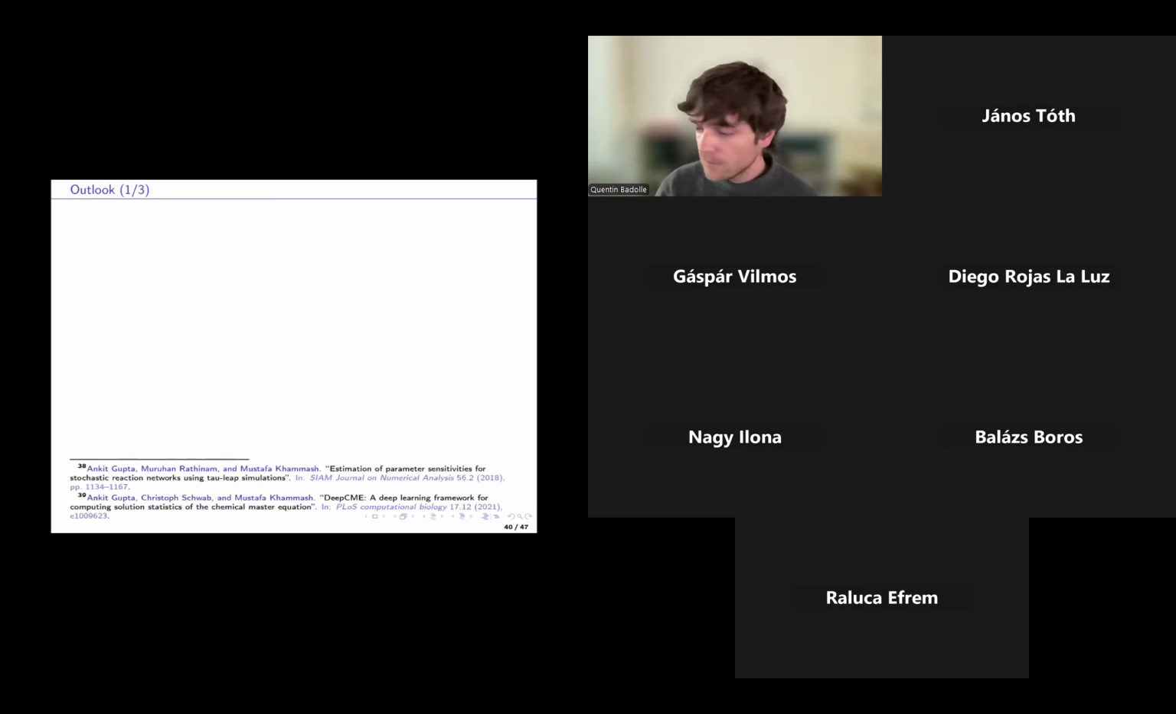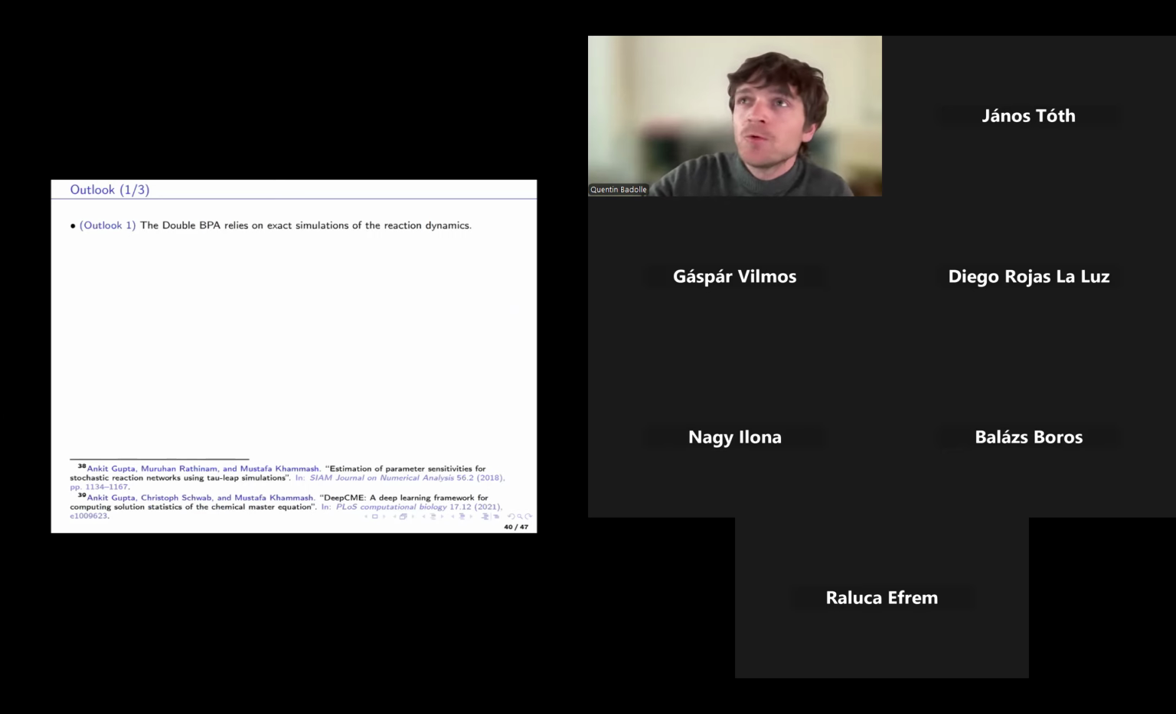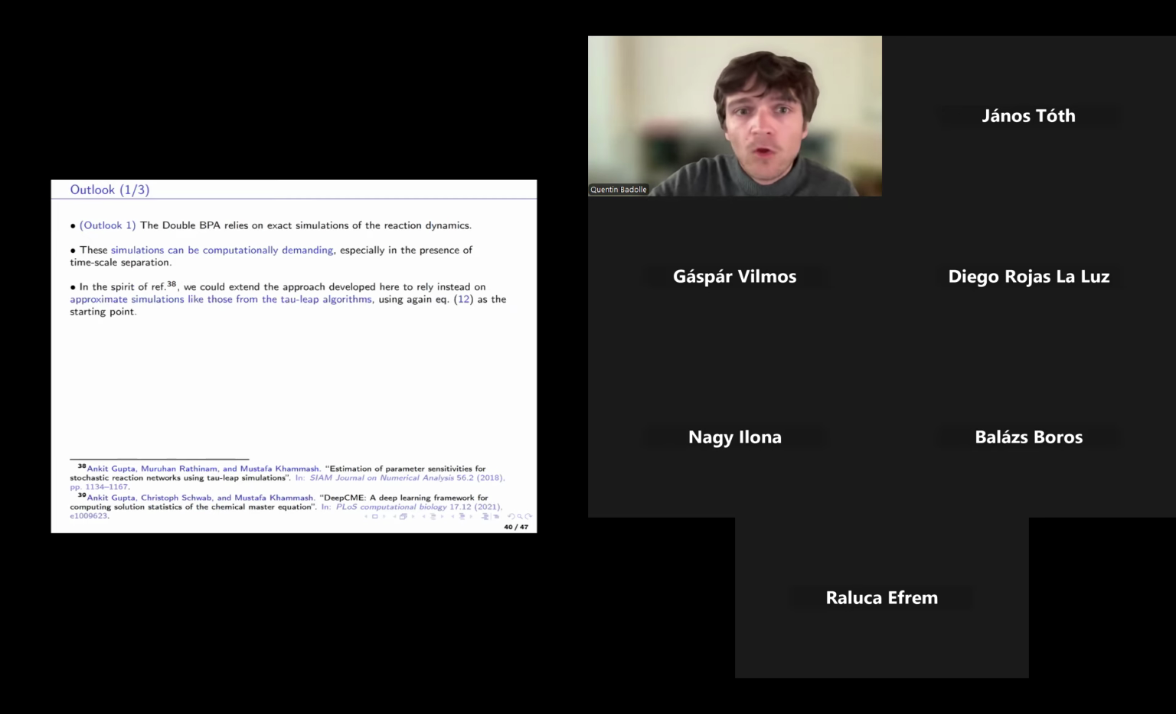Now, in terms of outlook, the first thing which you might say is, well, for the double BPA, you need some exact simulation algorithm. And this simulation can be computationally demanding, for example, if you have a timescale separation. So in the spirit of this paper for first-order sensitivities, you could approximate the exact simulation by a tau-leap algorithm and still use this new representation which we've provided as the starting point.